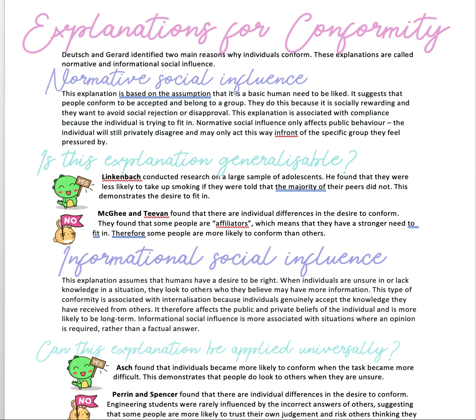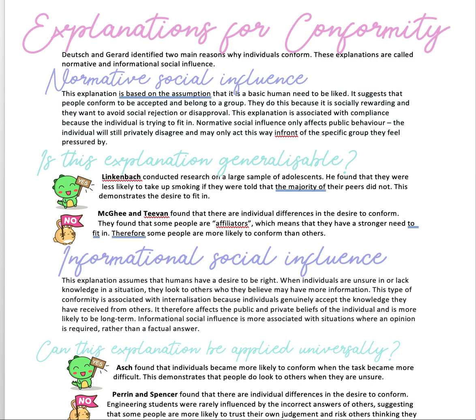And then informational social influence, this one is the idea that individuals have a desire to be correct, and that's closely associated with internalization because you genuinely accept that the person or the group that are influencing you are correct, and that's why you change your behavior or attitudes.